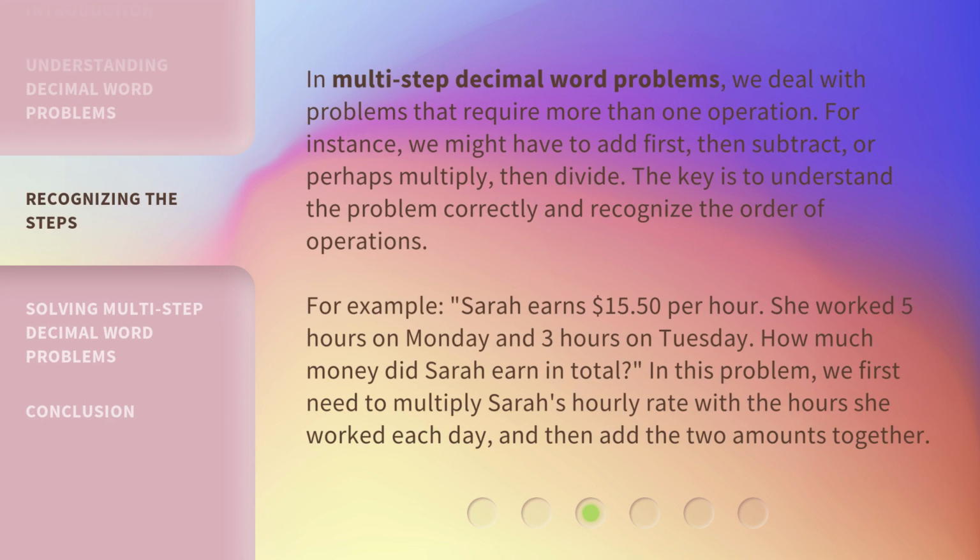In multi-step decimal word problems, we deal with problems that require more than one operation. For instance, we might have to add first, then subtract, or perhaps multiply, then divide. The key is to understand the problem correctly and recognize the order of operations. For example, Sarah earns $15.50 per hour. She worked 5 hours on Monday and 3 hours on Tuesday. How much money did Sarah earn in total? In this problem, we first need to multiply Sarah's hourly rate with the hours she worked each day, and then add the two amounts together.